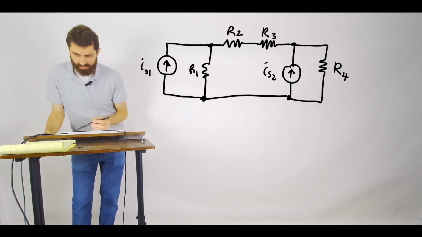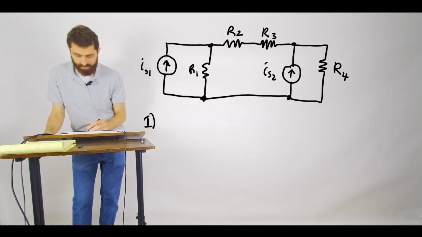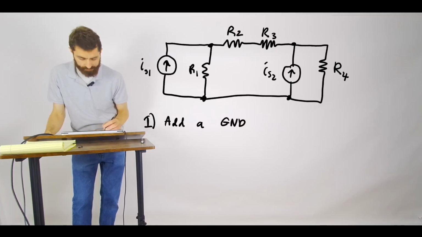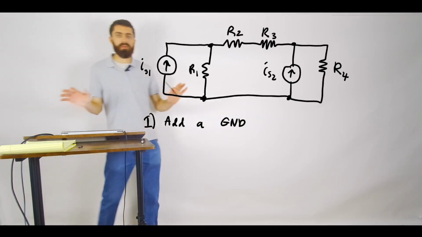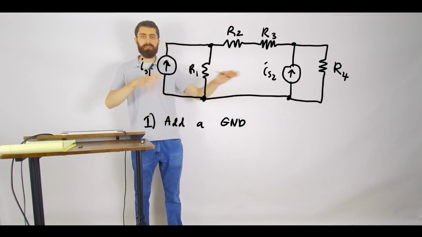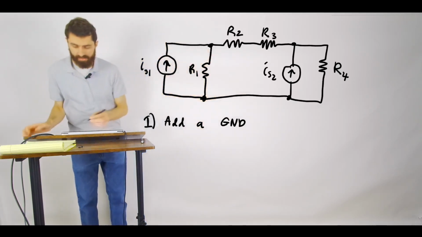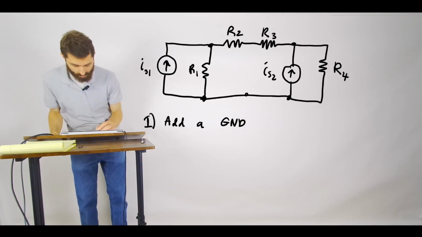So the steps for nodal analysis: number one, add a ground or reference node. So in this schematic, we have three nodes, right? And essentially you want to add a ground to one of them.